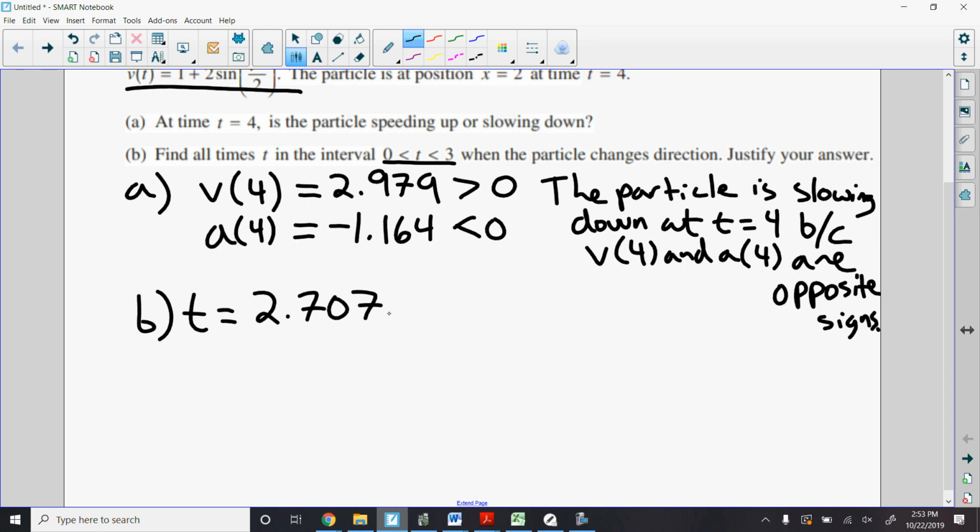Notice there's no units here because they didn't give any units in the problem, okay? But that's the only time t where my particle changes directions. It's 2.707, and I need to justify that. My justification is because that's when v of t changes signs.